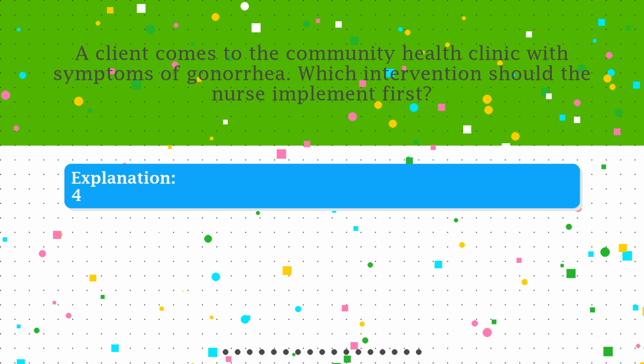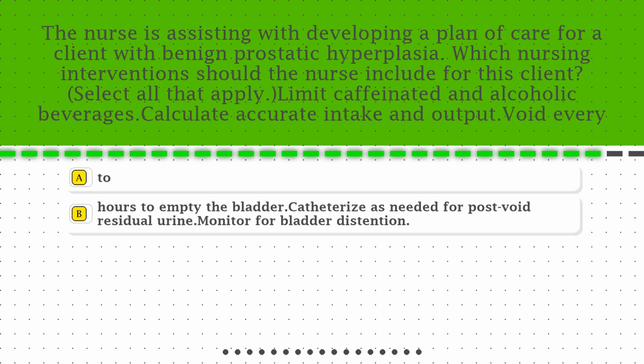Question 4. The nurse is assisting with developing a plan of care for a client with benign prostatic hyperplasia. Which nursing interventions should the nurse include for this client? Select all that apply. Limit caffeinated and alcoholic beverages. Calculate accurate intake and output. Void every 2 hours to empty the bladder. Catheterize as needed for post-void residual urine. Monitor for bladder distension.